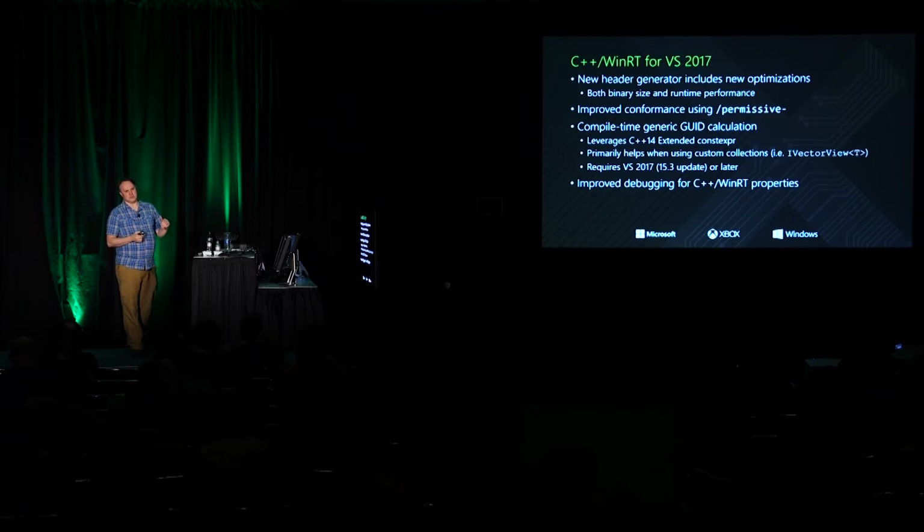And then with the latest version, the compiler is actually able to take advantage of C++14 constexpr and have it evaluated at compile time, so it sort of emulates the old compiler magic. There's also been some work to improve debugging. In 2015, it was hard to see properties, whereas with C++/CX, it was easy to see them.